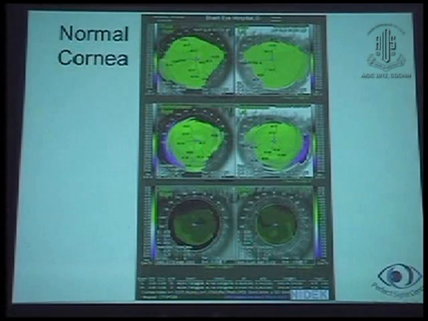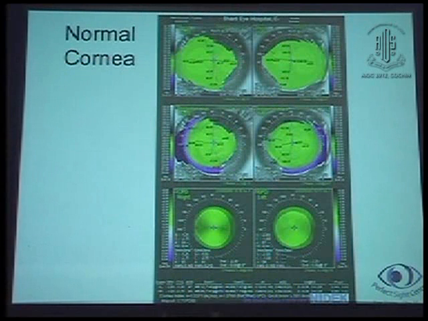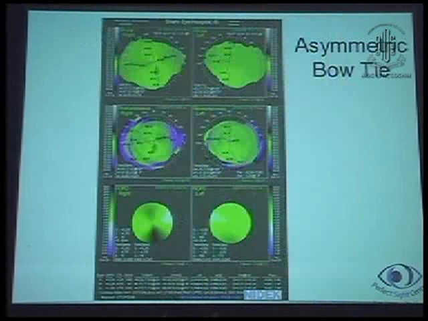I just want to show you some images of a Placido based system. This is essentially a normal cornea. You can see a nice smooth green surface here. Green is like the central area. It's about 44 diopters. So it shows a nice cornea which is quite smooth. Another cornea which is normal but shows with-the-rule astigmatism, steeper on the horizontal meridian.